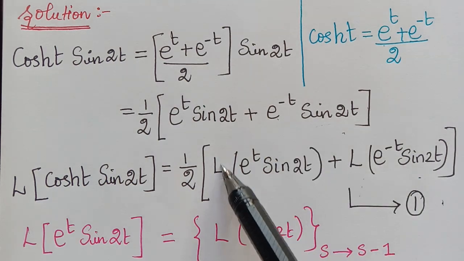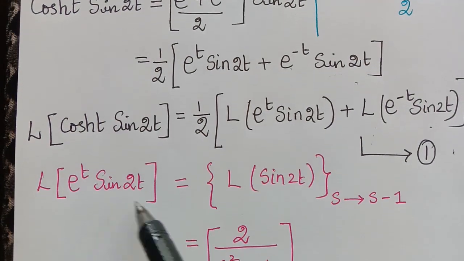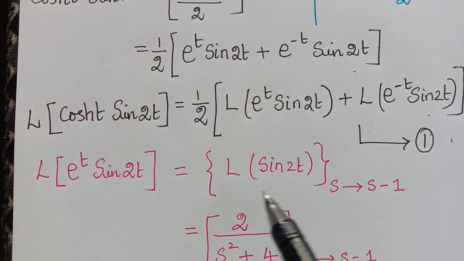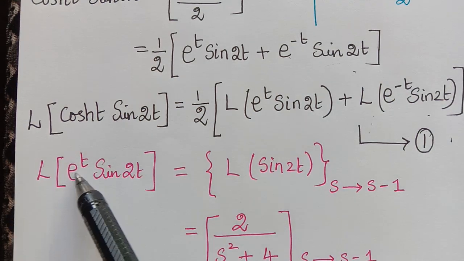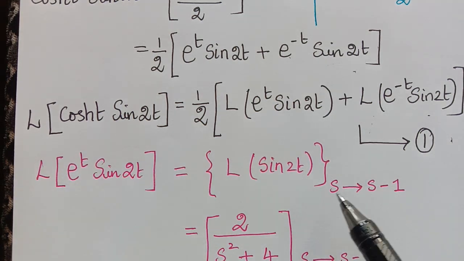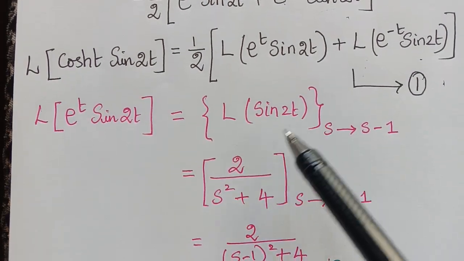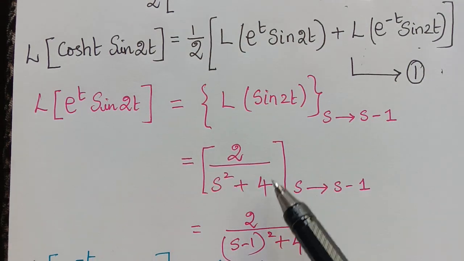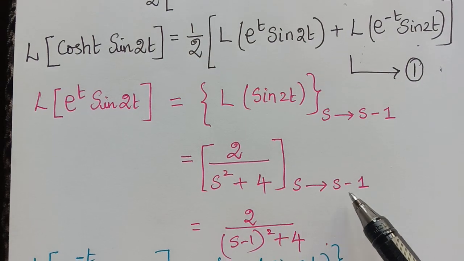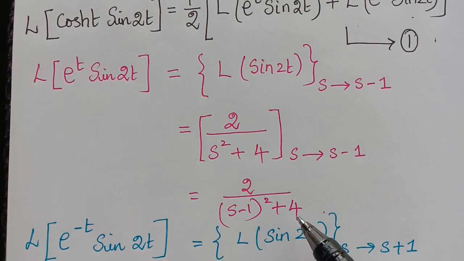We are finding the Laplace transform of each of the terms separately. The Laplace transform of the first term is written here, which is equal to the Laplace transform of f of t, where s has to be replaced by s minus 1, because here we have e to the power t, that is, we have plus 1 as the coefficient of t. So s has to be replaced by s minus 1. We know that the Laplace transform of sin 2t is 2 divided by s square plus 2 square. 2 square is 4, so I have written 4 here. In this we have to replace s by s minus 1, so it is 2 divided by (s minus 1) the whole square plus 4.